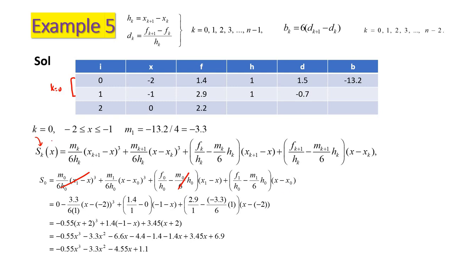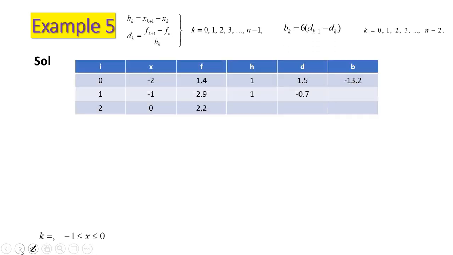From the formula given, make sure you plug in K equals 0 and then plug in all the corresponding values carefully. Simplify. You may leave it in this form or expand it up to here. So this is S naught.